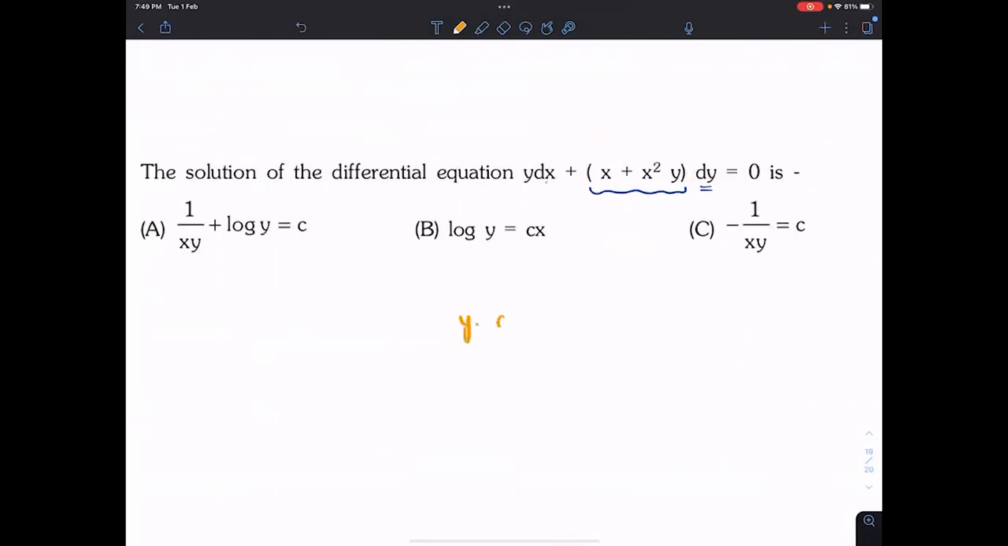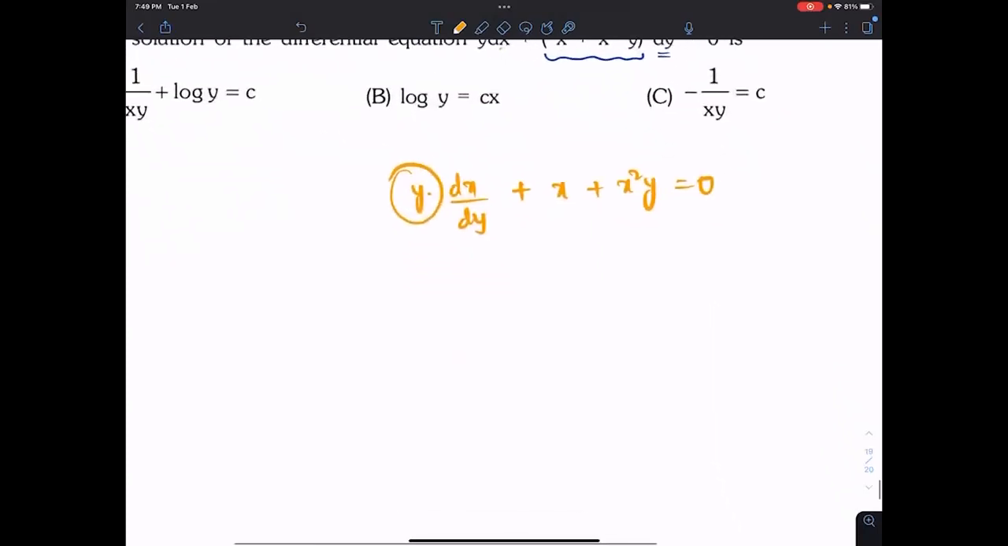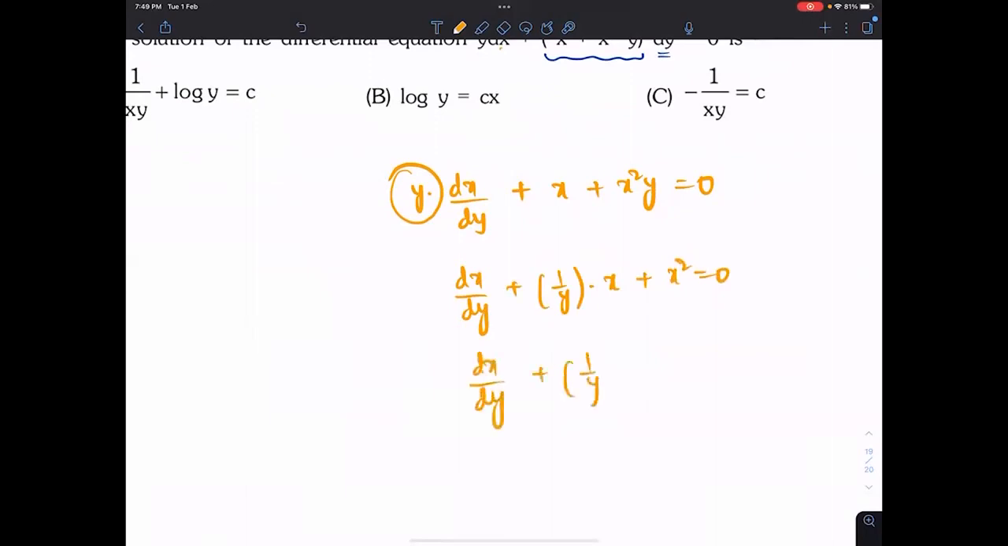So what about dx by dy? If you write dx by dy, yes, the coefficient is purely in terms of y. Then you can do something. Plus x square y equal to 0, that is what you get. Now divide by y first. dx by dy plus 1 by y into x plus x square equal to 0. Now this is dx by dy plus 1 by y into x is equal to minus x square.